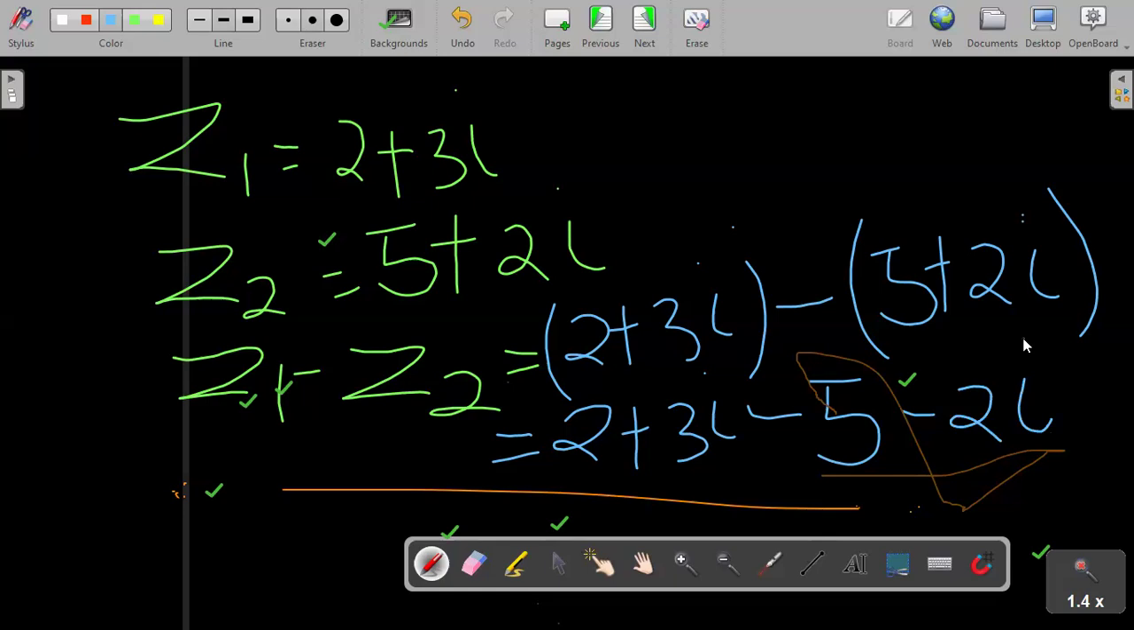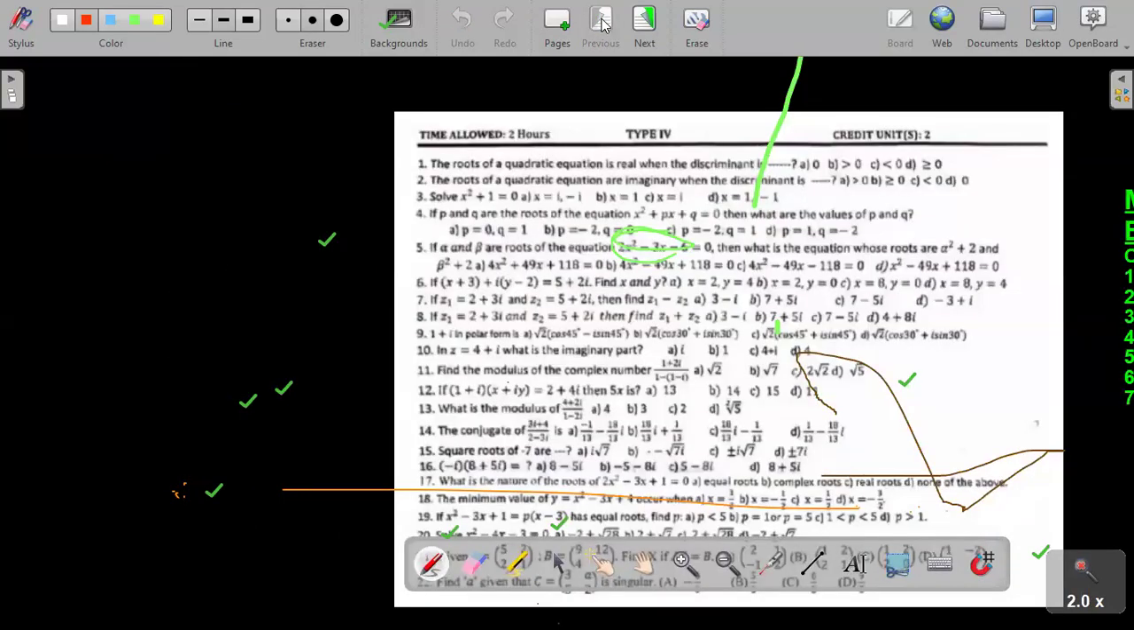So I will add those I can add. You can only add a real number to a real number. You can only subtract an imaginary number from an imaginary number. So if I combine the two real numbers, 2 and 5, subtracting 5 from 2 will give us minus 3. Then 3i minus 2i will give us plus 1i, or i. 1i is taken as i. So the answer is minus 3 plus i, which is option D.